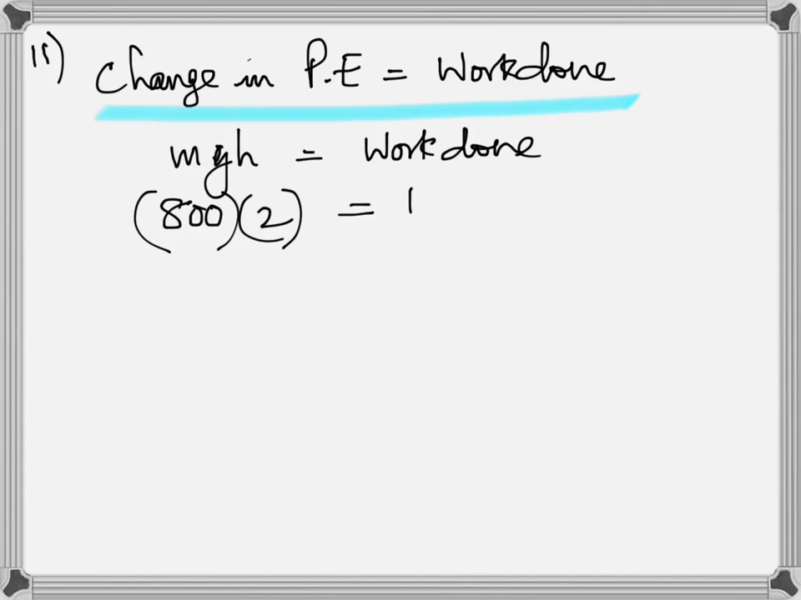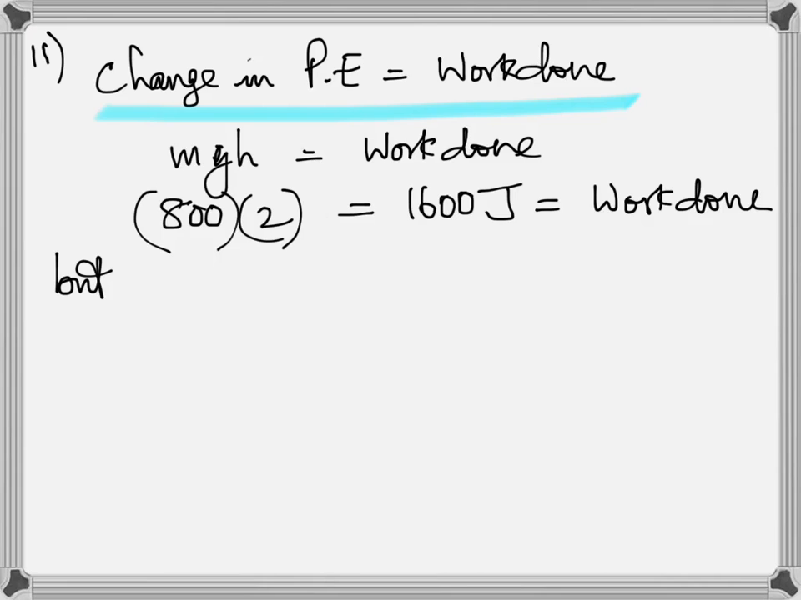And remember, 800 Newton is m times g. So 800 times 2, 1600 joules is the work done. Is that clear? If there was no friction, that is how much work should have been done.